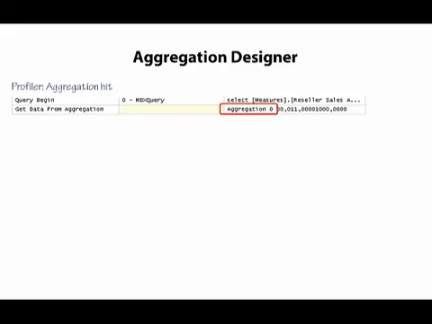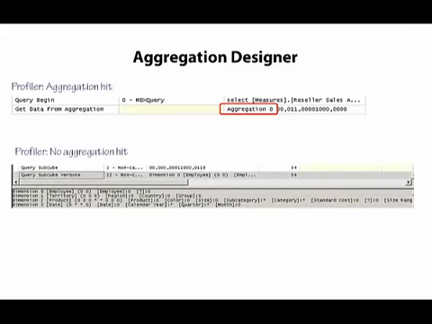But if we were to find a query subcube event without an aggregation, and especially if it has a high duration, we can use the information in the query subcube verbose event to determine which attributes should be in the aggregation design. Any attribute without a 0 next to it is a candidate.